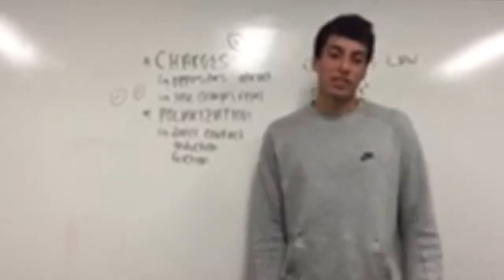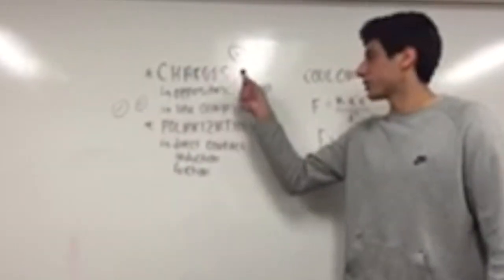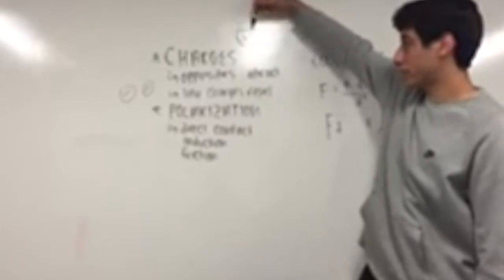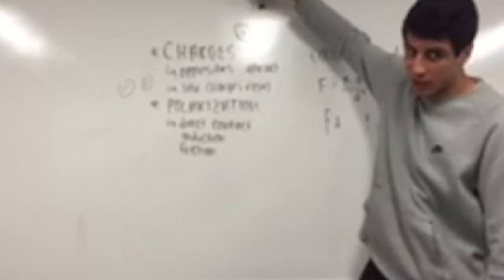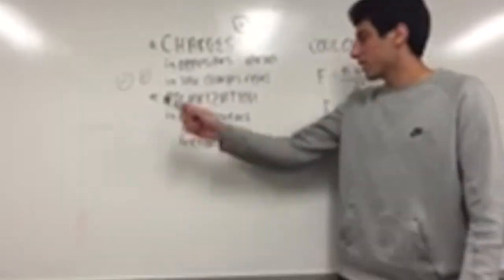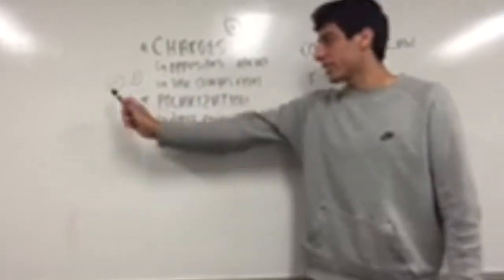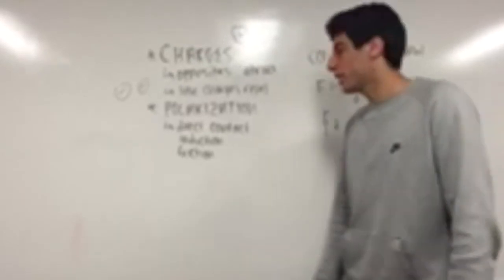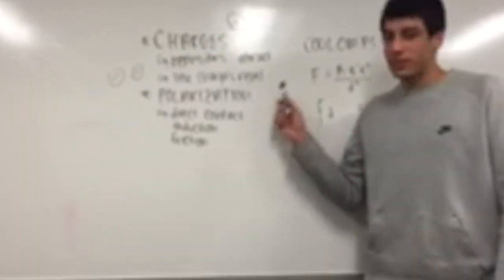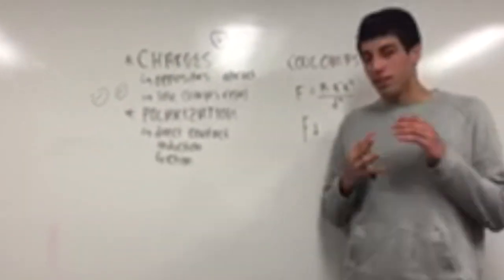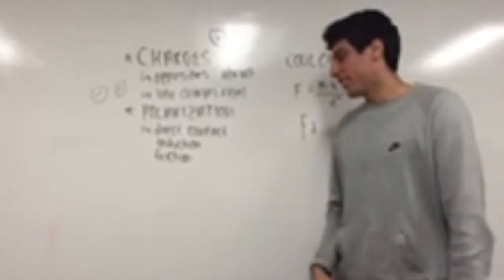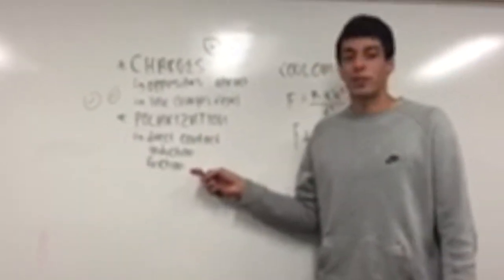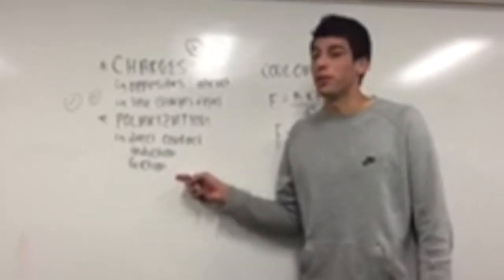To recap on what we just talked about, these are charges, right? Opposite charges attract each other. So this positive charge and this negative charge are going to attract each other. And like charges repel each other. So this negative charge and this negative charge are going to repel each other. Polarization. There's three types of polarization. There's direct contact, there's induction as we saw through lightning, and there's friction as we saw with the rubbed balloon.